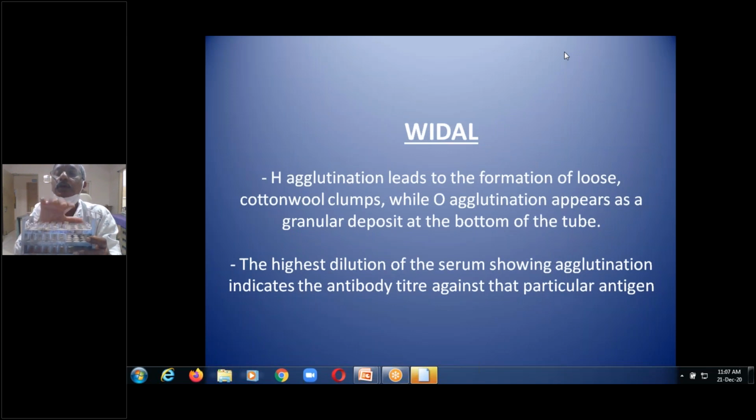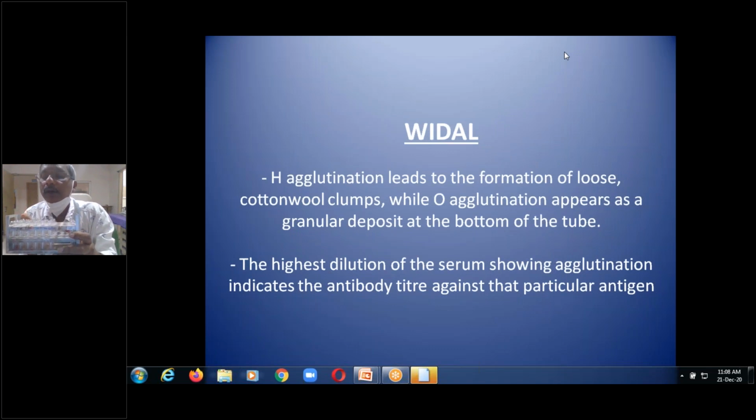In these tubes, this is a Vidal test for the detection of H antibodies and O antibodies. We can detect Salmonella typhi H antibodies, Salmonella typhi O antibodies, paratyphi A H antibodies, and paratyphi B H antibodies, but the O antibodies of paratyphi A and paratyphi B need not be detected in the Vidal test. We need not put them in the Vidal test.